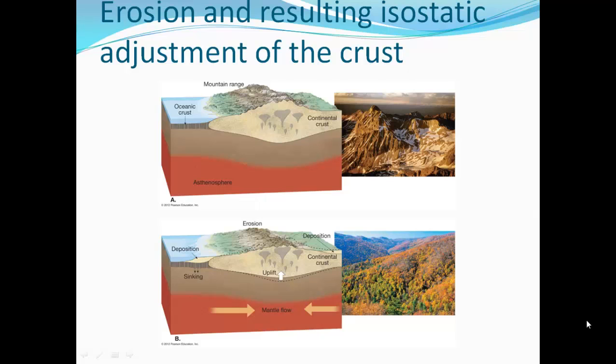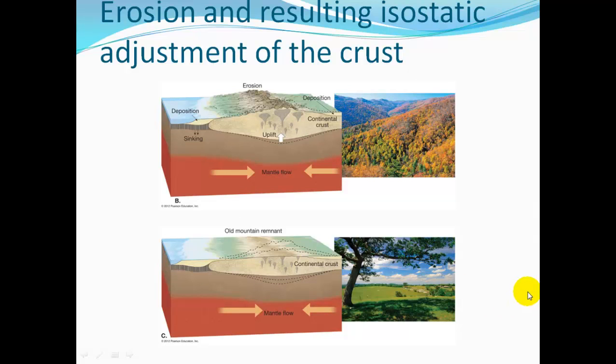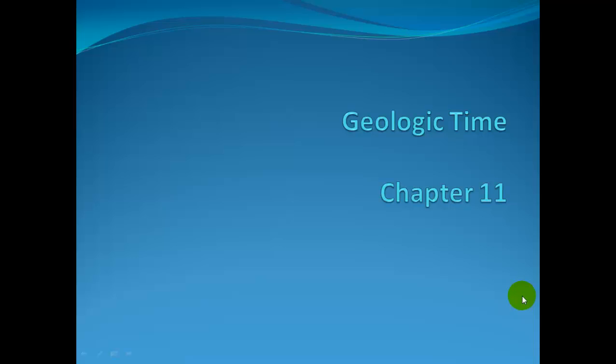It's isostasy. So, erosion and the resulting isostatic adjustment of the crust. As material is eroded away, the crust is going to want to uplift. So as these mountains wear down, the crust is going to rise up. And again, as erosion continues, eventually we have our continental crust with an old mountain remnant there. End of that chapter.